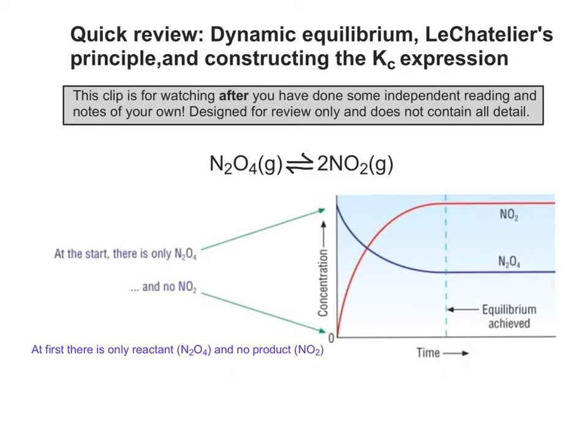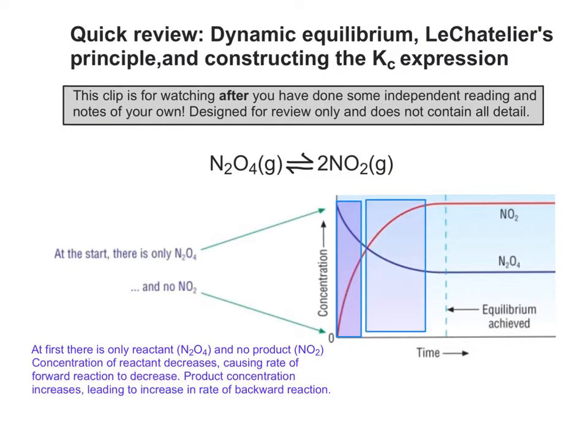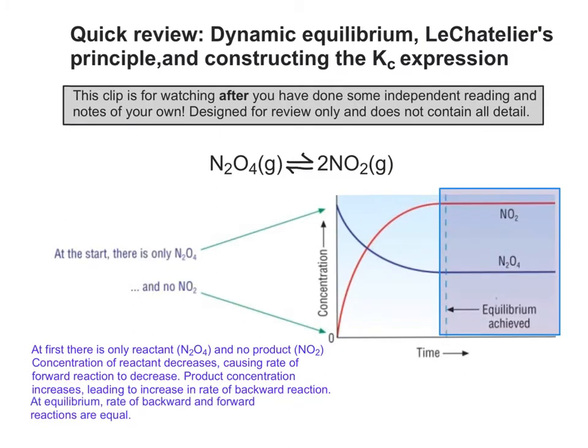So obviously we can start by saying that there's no nitrogen dioxide and there's only N2O4 at the beginning. So as the N2O4 is used up, its concentration decreases and that of the NO2 increases, as you can see from the shaded part of the graph. So the forward reaction slows down and the backward reaction speeds up until dynamic equilibrium is reached. So what's happening at dynamic equilibrium?